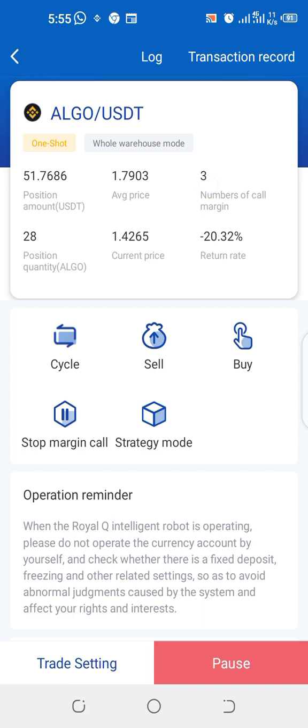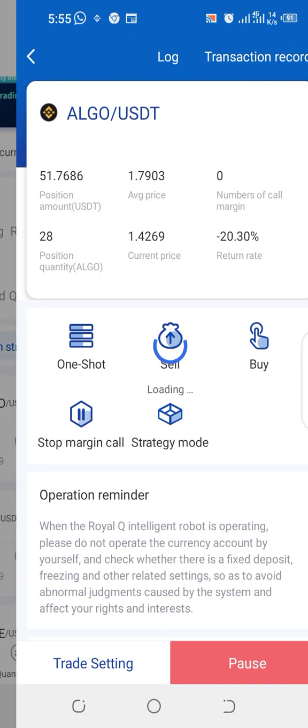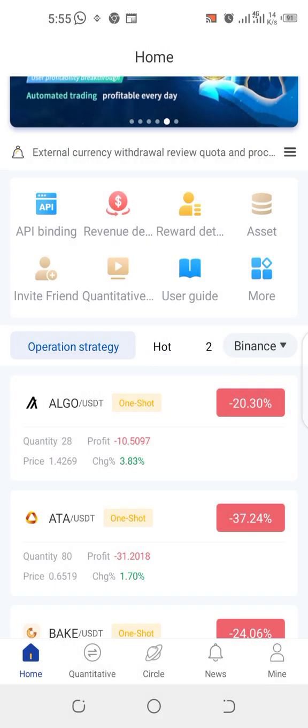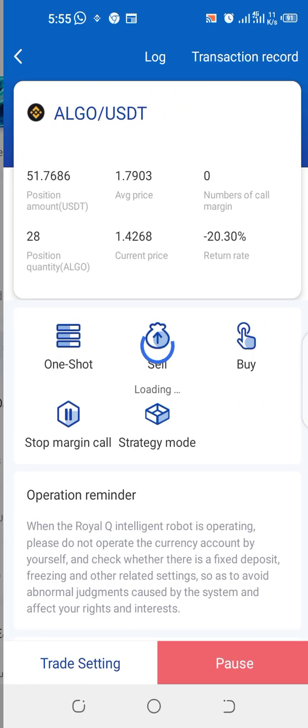And the number of call margins refers to the number of times the robot has bought again, not the total number of times it has bought, but apart from the first buy, the number of times it has bought again. And then the current percentage loss. But on the initial page, you see the current loss in USDT, where it's written profit. For example, minus 10.5126 USDT on Algo.